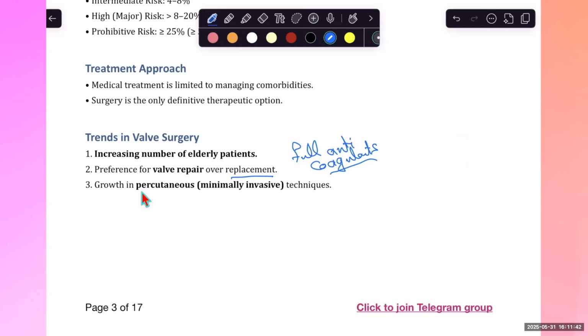Also, there is growth in the percutaneous minimally invasive techniques for different valves and different approaches, and it's gaining every year more and more acceptance, encompassing a lot of patients.